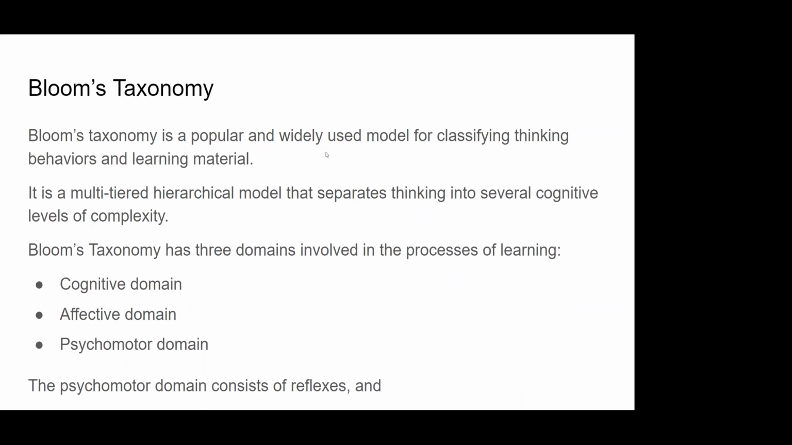Bloom's taxonomy is a popular, widely used model for classifying thinking behaviors and processes involved with learning and understanding material and acquiring knowledge. It is a multi-tiered hierarchical model that separates thinking into several cognitive levels of complexity. The three domains that Bloom's taxonomy is built on consist of the cognitive domain, the affective domain, and a psychomotor domain, where the psychomotor domain primarily consists of reflexes and perceptual capabilities.